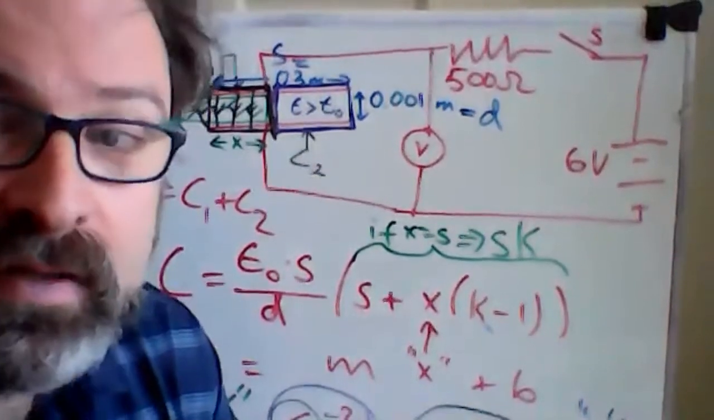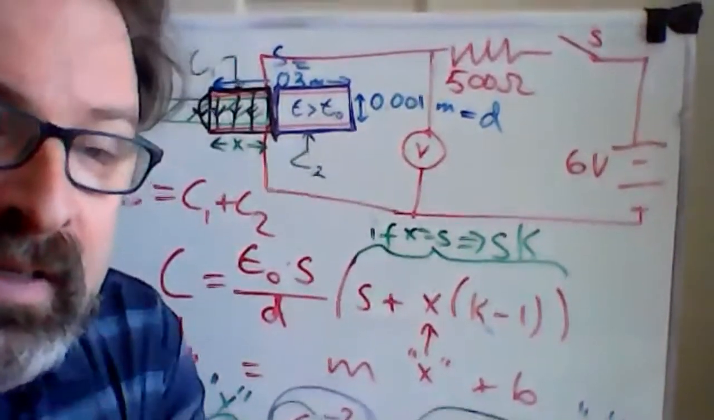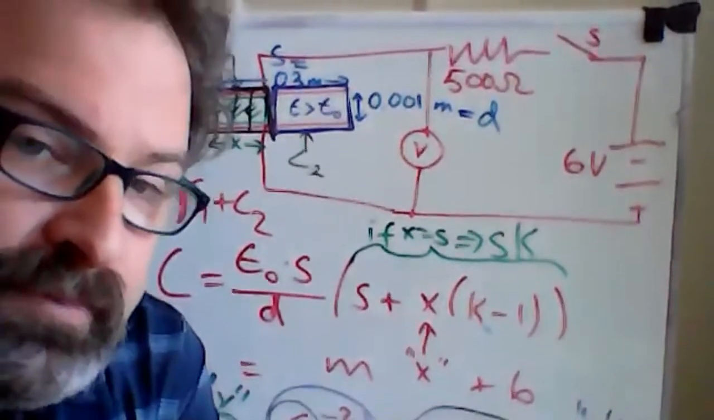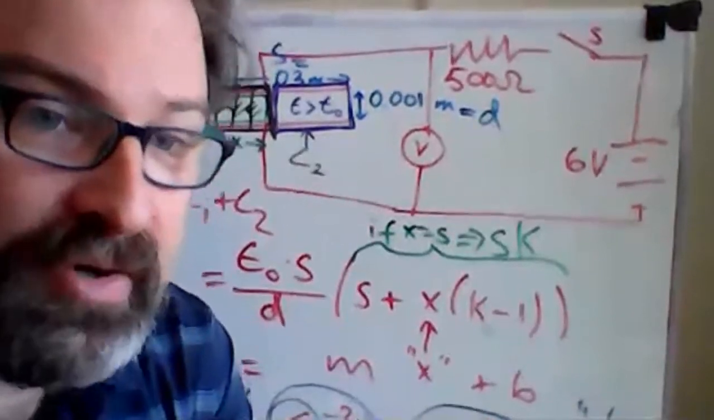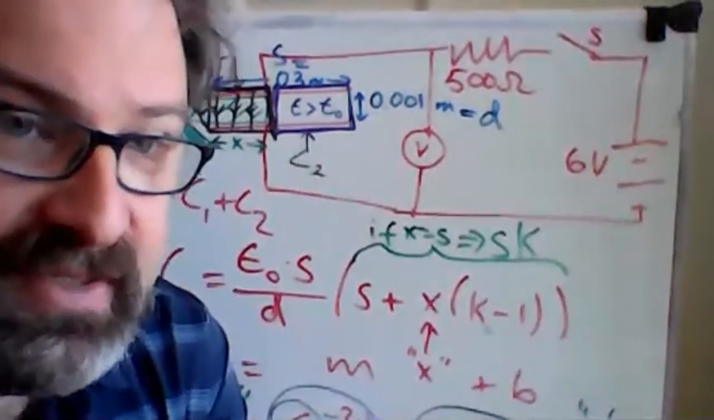So I can't say that the company said they have a 500 ohm resistor, but it's actually less. That's not a physical reason. That is a measurement error that's brought in.